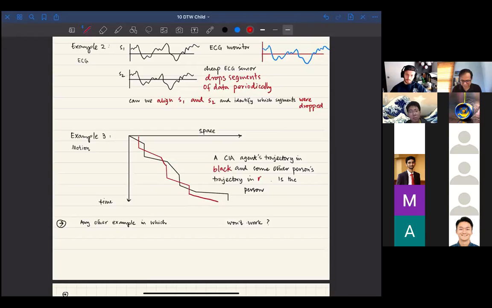So some other person's trajectory is in red. So you get this data. The CIA agent is in your team and is in some covert operation somewhere, and you get this data from this other person whose trajectory is in red. And your goal is to figure out, is this other person following the CIA agent? Okay, so you need to really understand, are these two trajectories similar? Are they walking along the same similar path?